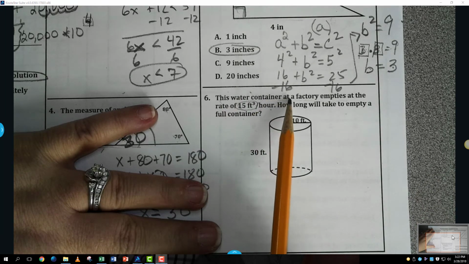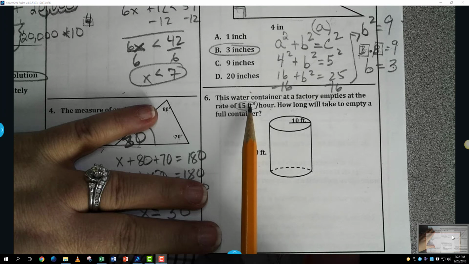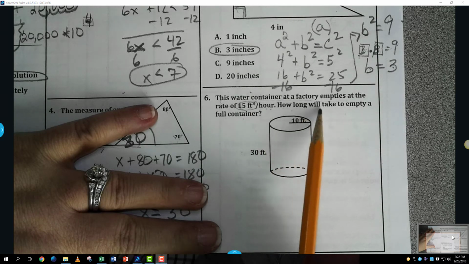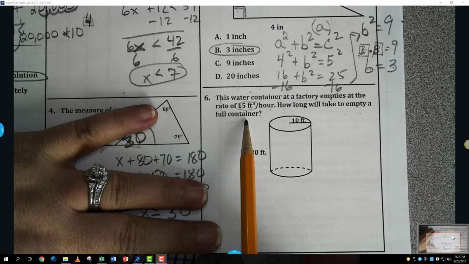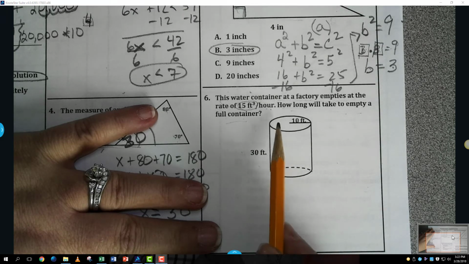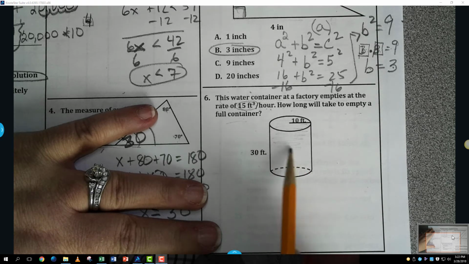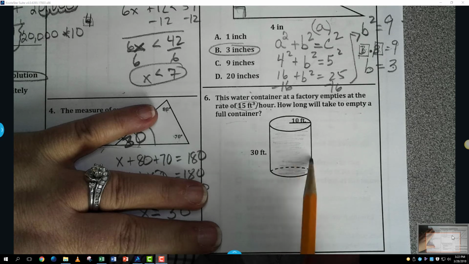This water container at a factory empties at the rate of 15 cubic feet per hour. How long will it take to empty a full container? The first thing I have to figure out is how much the container will hold. In other words, I need to figure out its volume.